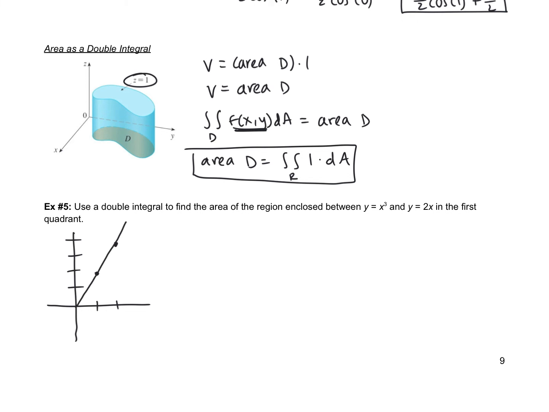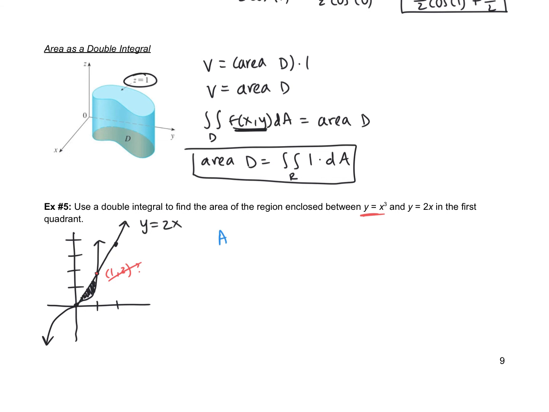So here is our y equals 2x, and then our y equals x cubed. So we're looking for the area of this region here. Now, please remember, this is not a very accurate picture. It looks like both of these functions intersect at the point (1, 2), which is not the case, right? y equals x cubed doesn't go through the point (1, 2). So let's use a little bit of sense there.